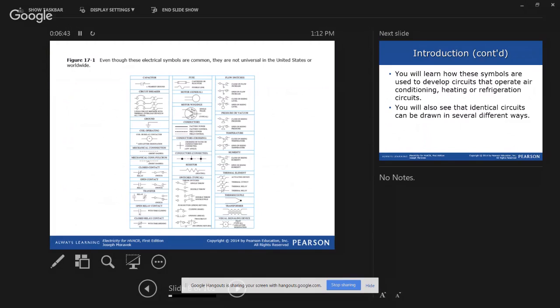Pilot light, there's several different symbols for a pilot light. I think we touched a little bit on that. Maybe not. Okay.